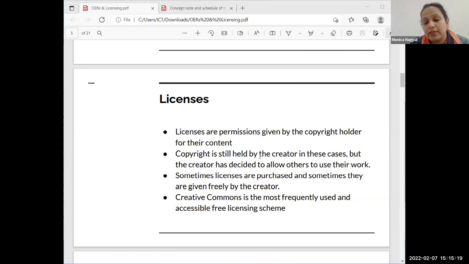And Creative Commons is one such license which is most frequently used and which we have most frequently heard about. If you go to even YouTube, you can find Creative Commons. If you go to Google, you can find Creative Commons. On other websites also, you can search for Creative Commons. So this is the most available and easily accessible license for all of us as teachers.